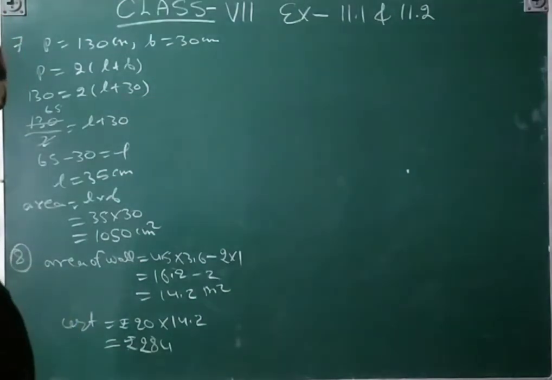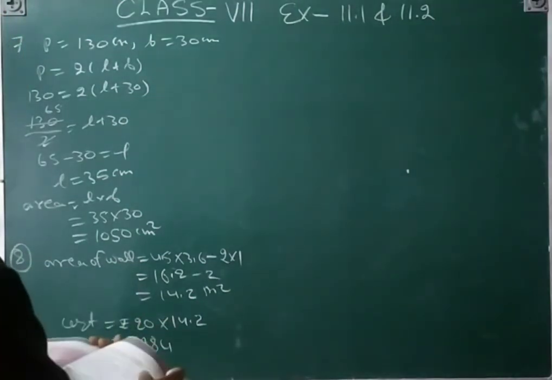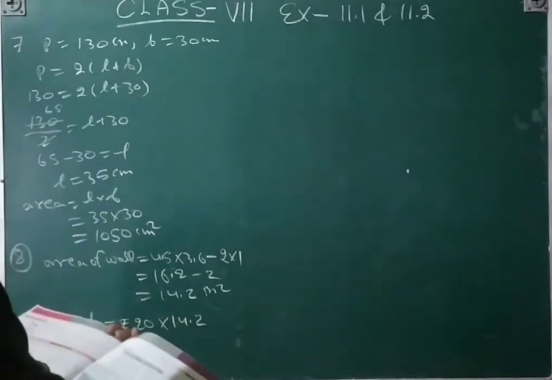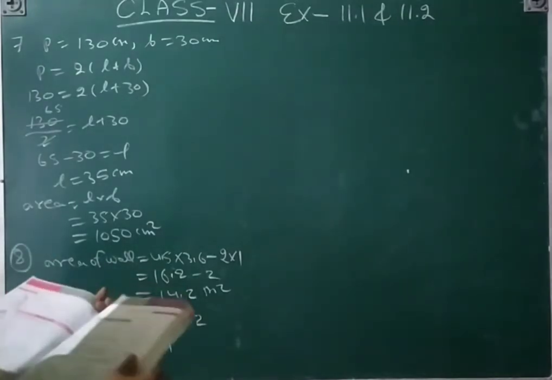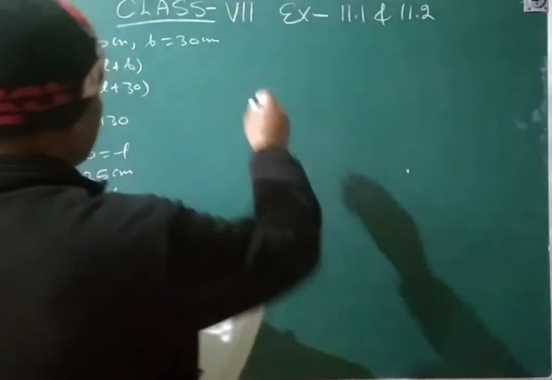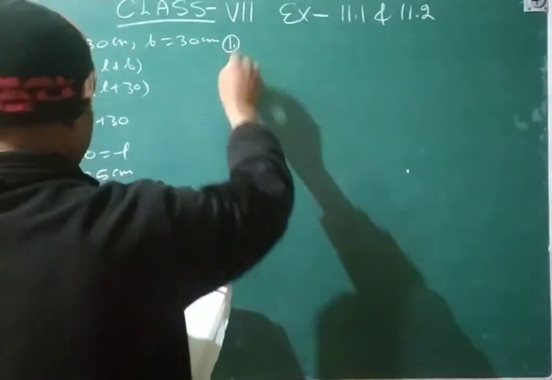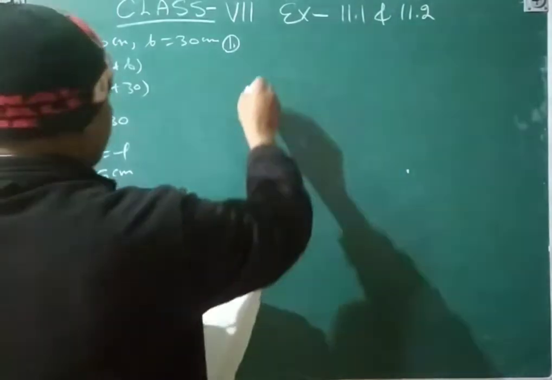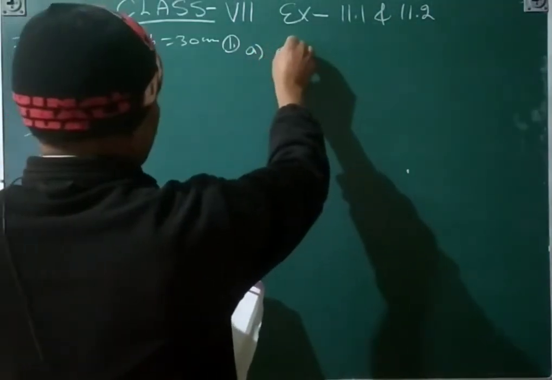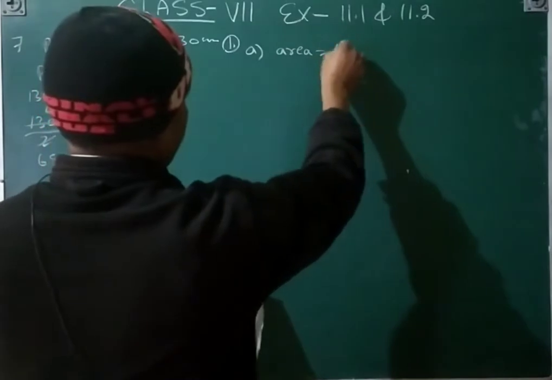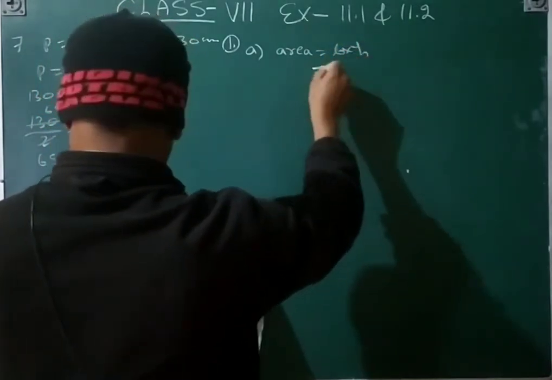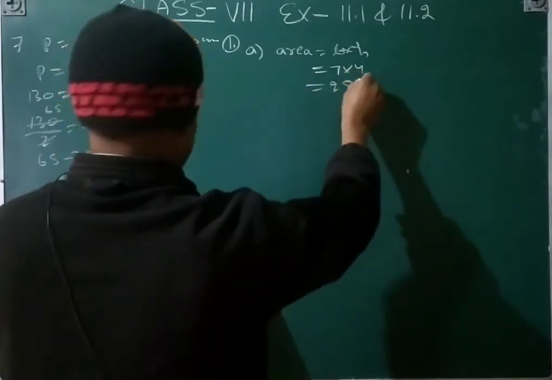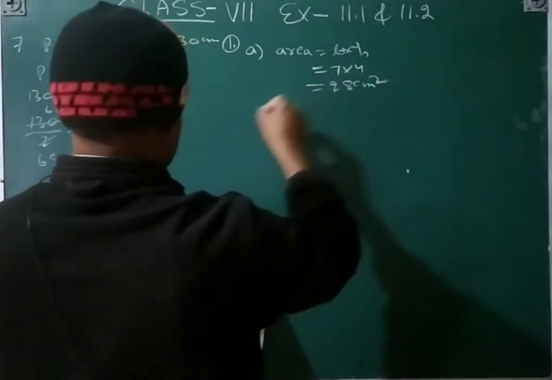Now the next exercise. This exercise is not more difficult than this one. This is also a very easy exercise. 11.1, question number 1: find the area of the parallelogram. So first A part, area of parallelogram is base into height. The base is given 7 and height is given 4, so 7 4 ja 28 centimeter square.